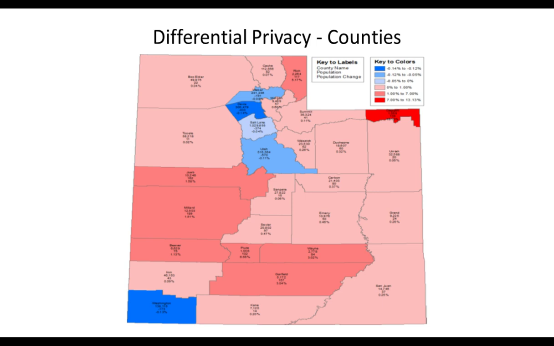In conclusion, differential privacy shifts populations from urban areas to our rural areas. Small geographical areas such as our cities and our House districts are affected more than the larger geographical areas like we see in our congressional or Senate districts.